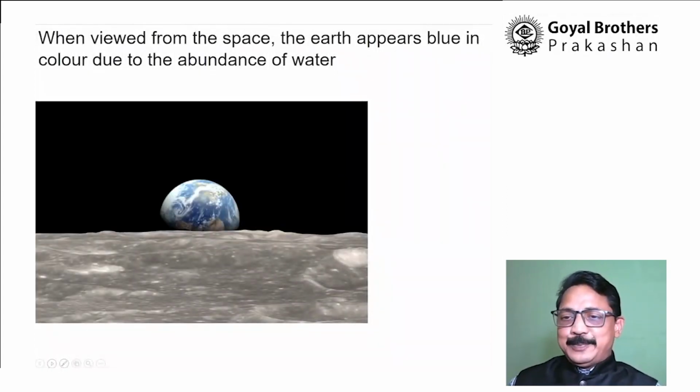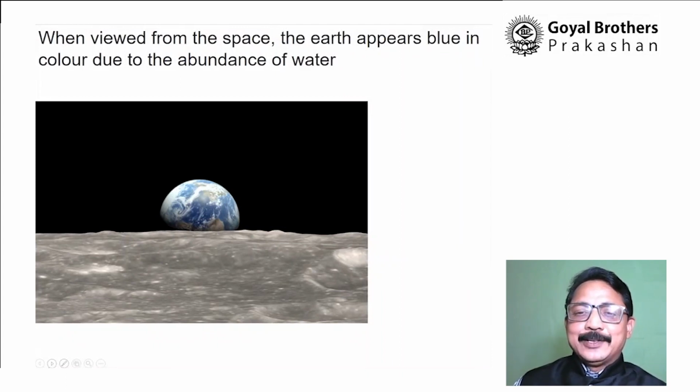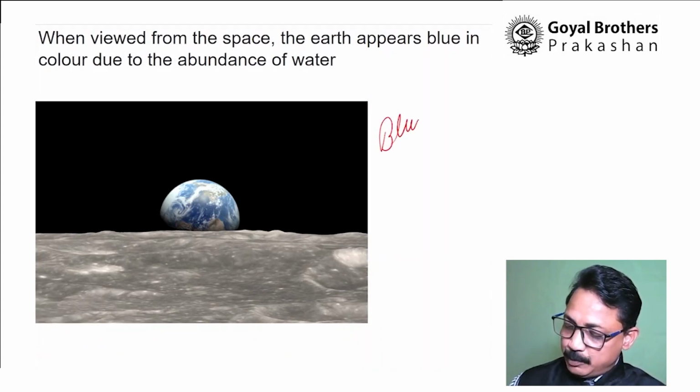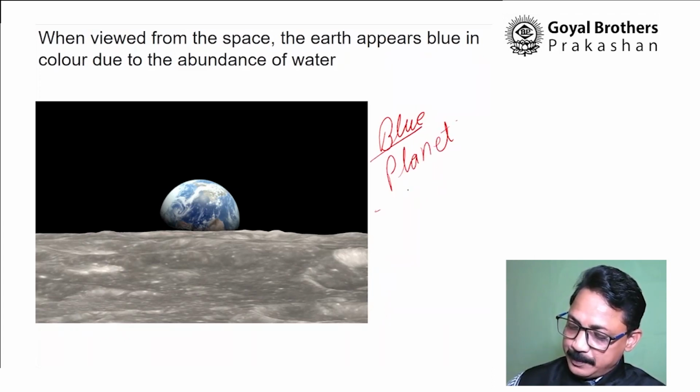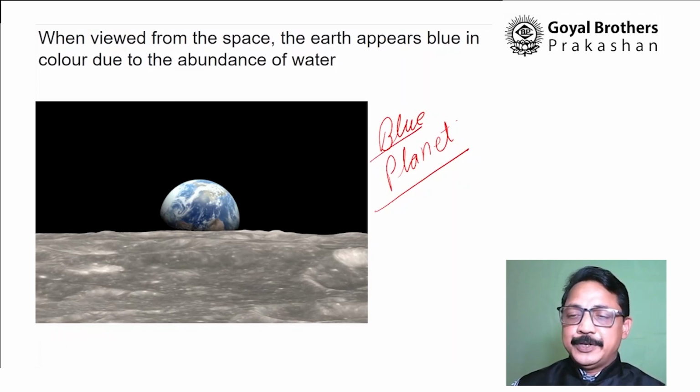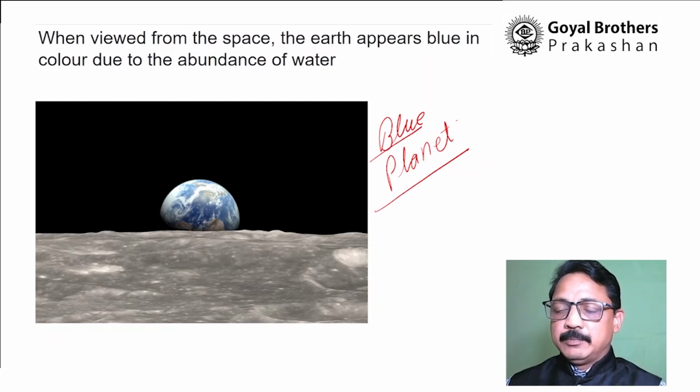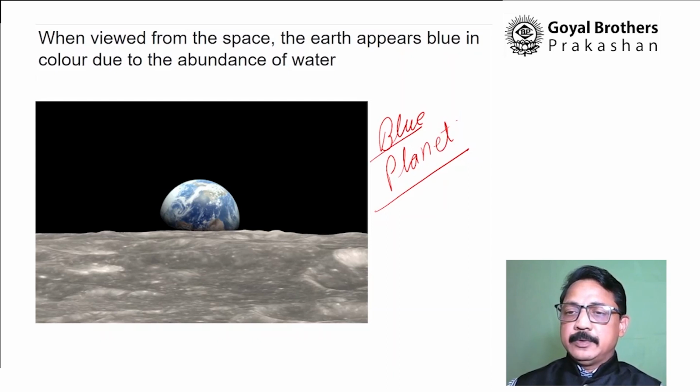Now, when viewed from space, our Earth appears bluish in color. And that is why we also call it the blue planet. We call our Earth the blue planet because it appears bluish in color. And the reason is our Earth is surrounded by gases, of course, but 71% of our Earth is covered with water, and that's why Earth appears blue in color.